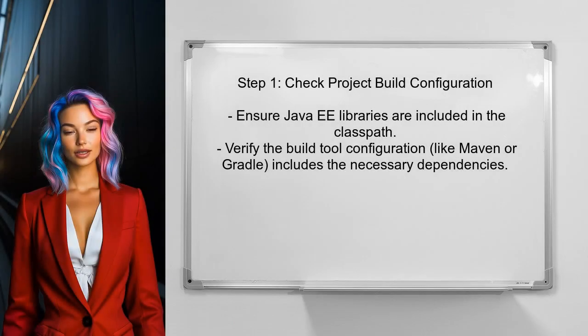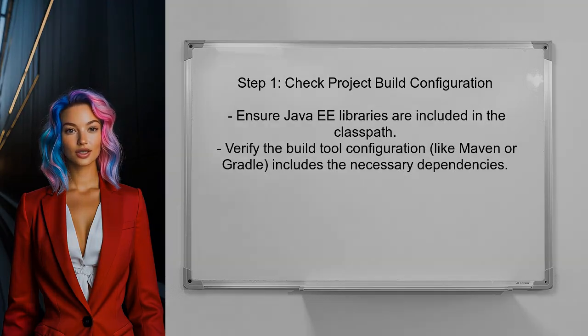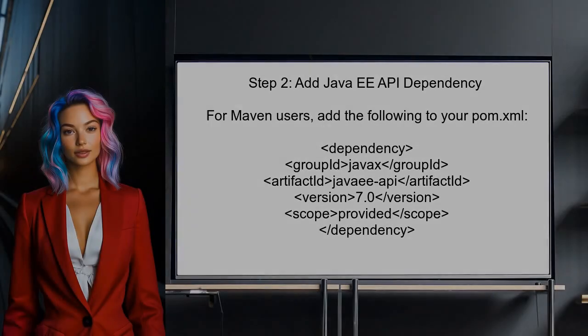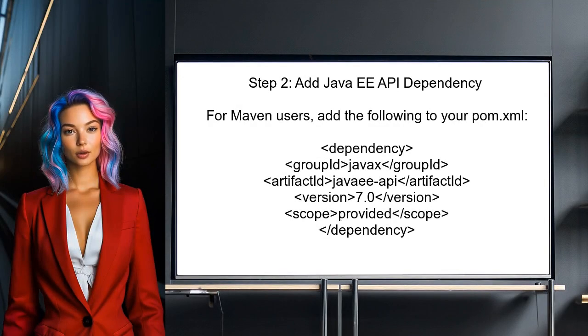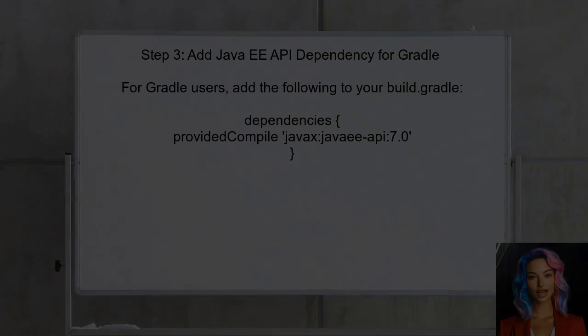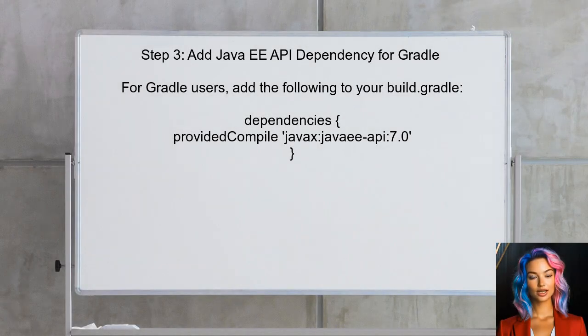To resolve the ClassNotFoundException for JMSContext, the user should first ensure that the required Java EE libraries are included in their application's classpath. This can be done by checking the project's build configuration. Next, the user should add the Java EE API dependency to their project. If they are using Maven, they can include the dependency in their pom.xml file. If the user is using Gradle, they should add the Java EE API dependency in their build.gradle file. This ensures that the required classes are available at runtime.